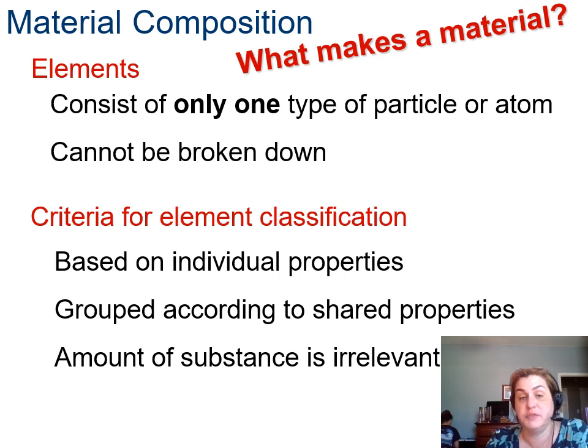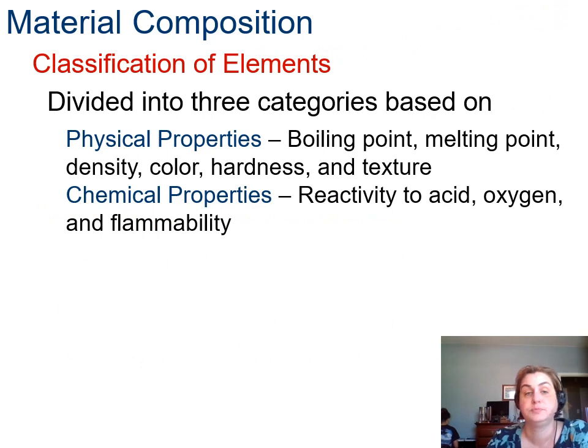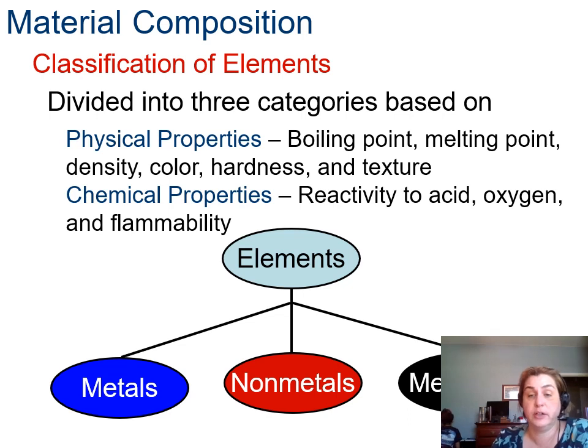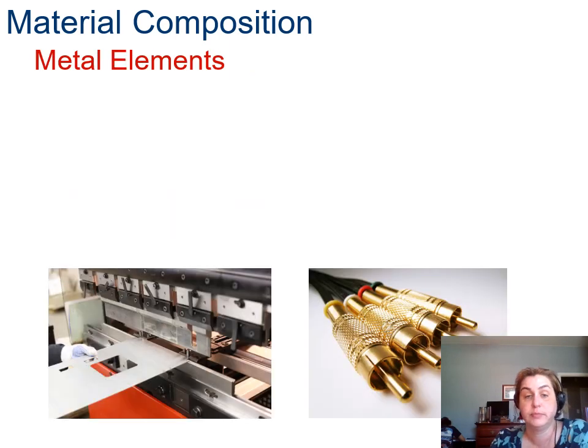And it's organized based on individual properties and grouped according to shared properties. The amount of how much you have doesn't really make a difference. So there are three basic ways that we classify elements. Back that up. We break elements into three categories, and they're based on two things: your physical properties and your chemical properties. Your physical properties are sort of describing how it looks. Your chemical properties are how it reacts. The three main categories, and I'm sorry my video is covering one of them, would be your metals, your non-metals, and then this little one right here are your metalloids. So you can see metal is sort of a core thing that we're arranging it from, but metals, non-metals, and metalloids.